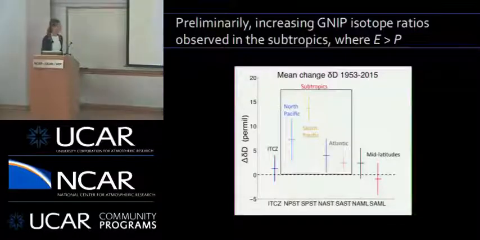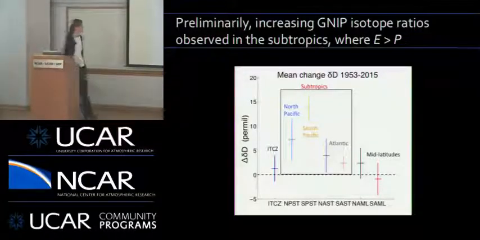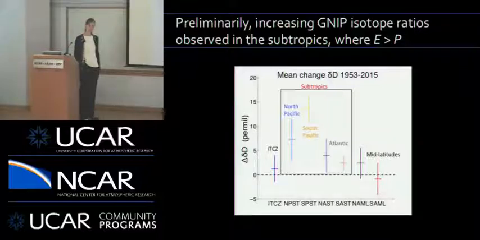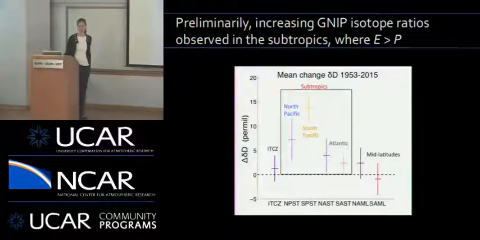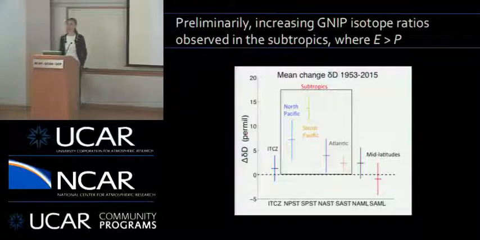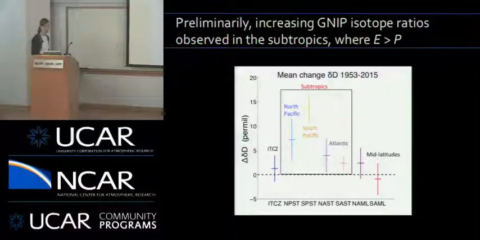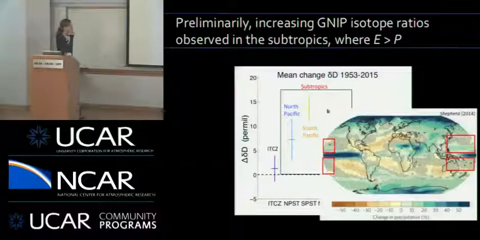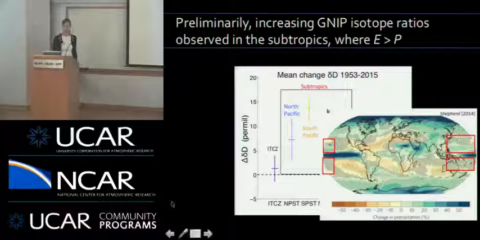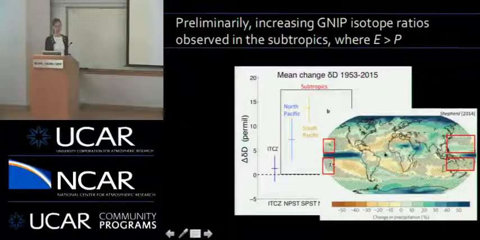So this is very preliminary, but here are the mean changes in delta D for different regions according to the GNIP record. So this is the precipitation isotope ratio record. And what really stands out is that the significant changes are occurring in the subtropics, where we're seeing increasing isotope ratios consistent with the amplification of E minus P and intensification of the hydrological cycle. And the largest of these are actually in regions where we have the hardest time using traditional precipitation metrics of estimating the change in hydrological intensity.